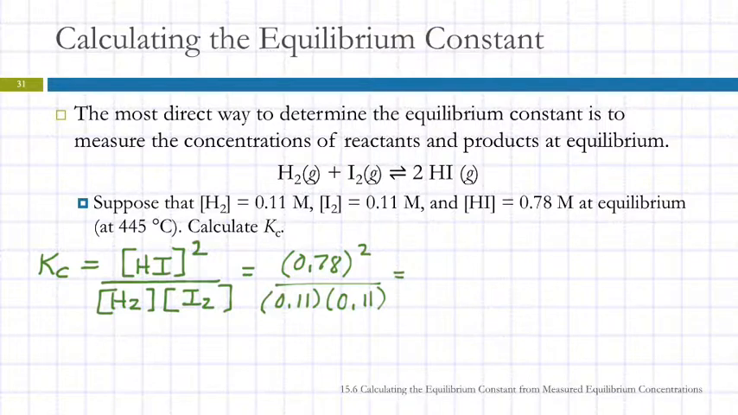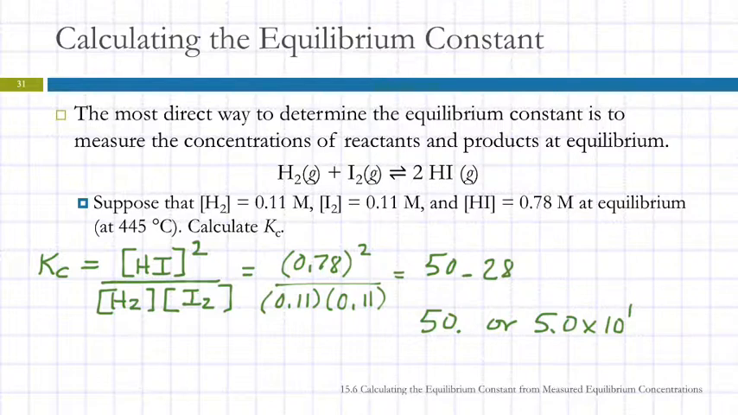So we got 0.78 squared divided by 0.11 divided by 0.11 equals, and so we get a value of, calculator gives us all sorts of digits, 50.28, and it goes on and on and on. So we would round that to 50 with a decimal point, or 5.0 times 10 to the 1. And there's no units. Any questions?